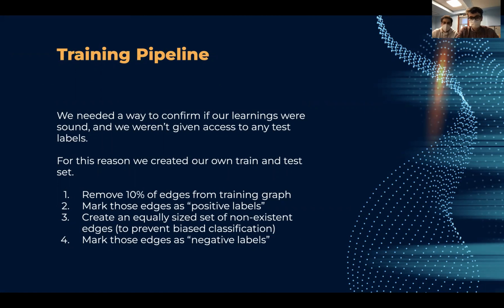So we split the data into training and test splits, a 90 and 10% split. The 10% was split into positive labels and negative labels to be able to test for both types of labels.